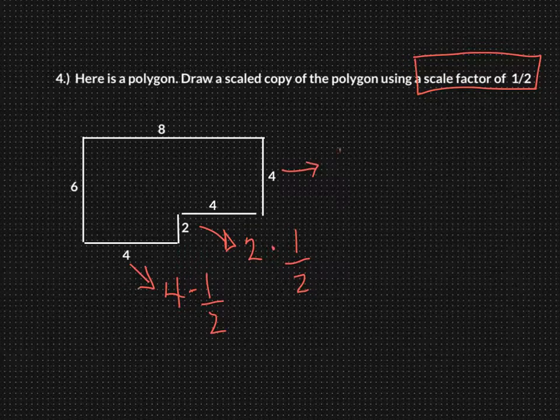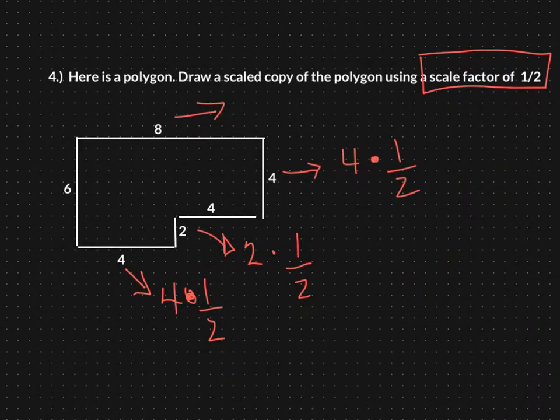Four we would have already done. This is multiplication. I want to be very clear. 4 times 1/2. 8. Whoa. 8 times 1/2. I don't know what happened there. I'm sorry about that. And 6 times 1/2 for each of these.